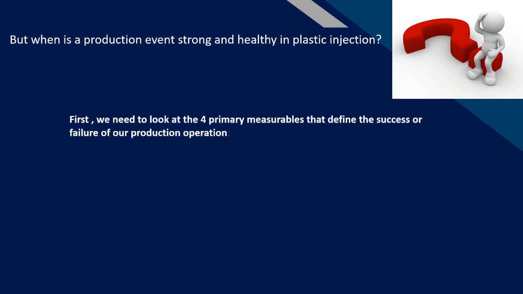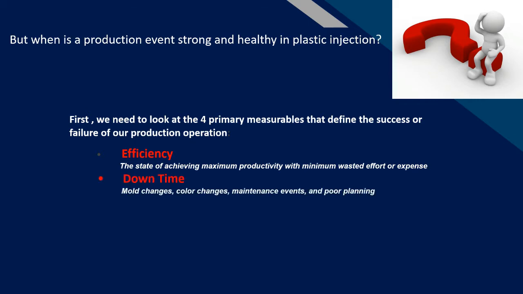But we must ask, when is a production event strong and healthy? First, we need to look at the 4 primary measurables that define the success or failure of our production operation. We have efficiency, which is the state of achieving maximum productivity with minimum wasted effort or expense. We have downtime, which is mold changes, color changes, maintenance events, and poor planning. We have yield, which is the total parts produced after scrap.